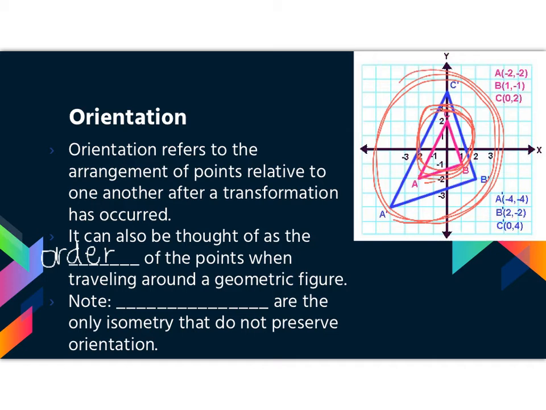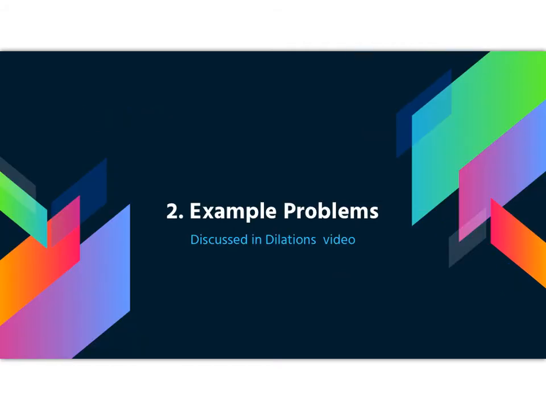So the only isometry that does not preserve orientation are reflections. So we know that dilations, a type of non-rigid transformation, they do maintain orientation. And we'll also learn that translations and rotations preserve orientation, but the only rigid transformation that does not preserve orientation are reflections. Now we'll do 2 practice problems.